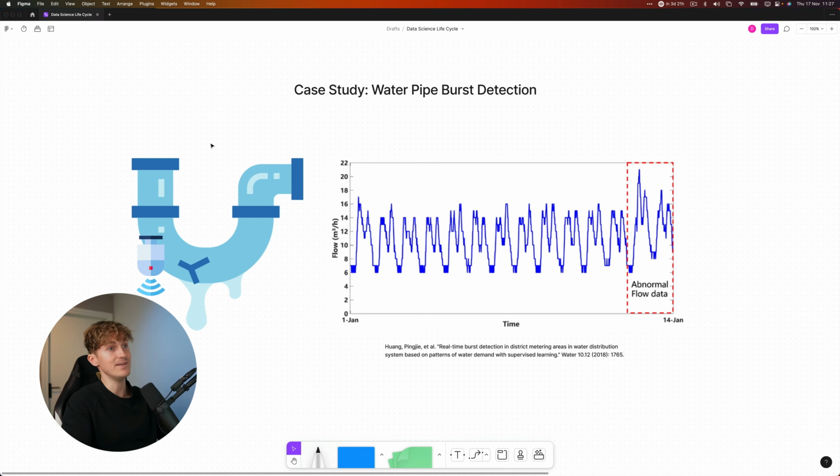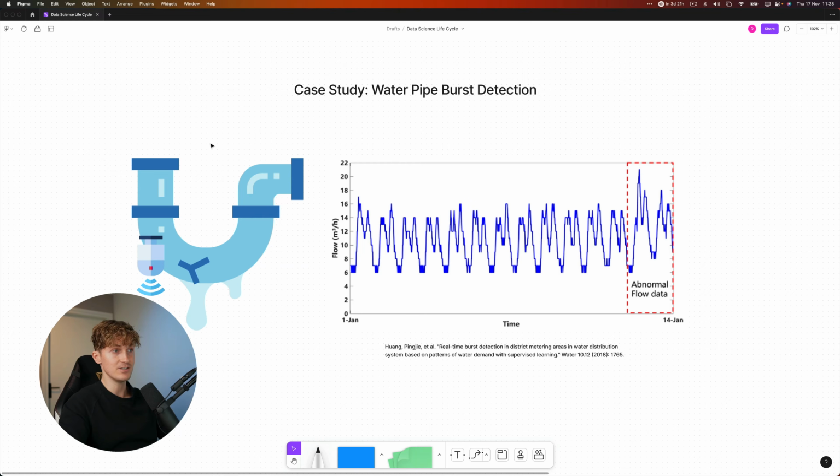And what can happen is that a burst appears in one of the pipes, which results in water leakage. And of course, this is not something you want as a water company, because this is your product, and basically through a burst, through a leak, you lose some of that product, i.e. you lose revenue. So this is something you want to prevent, and a perfect example of how you can apply machine learning to solve a problem.